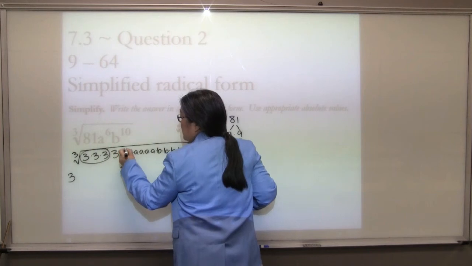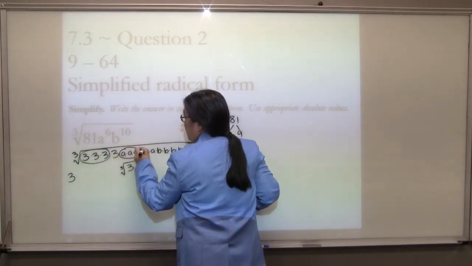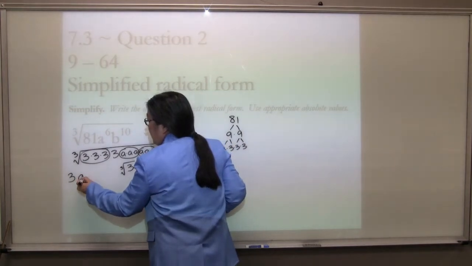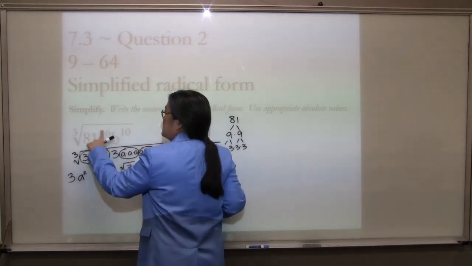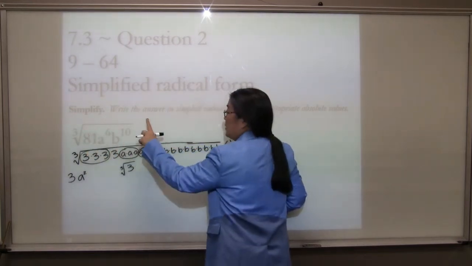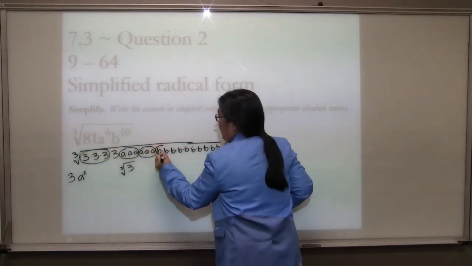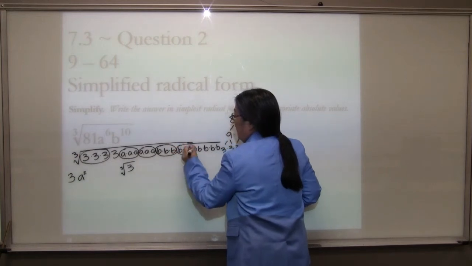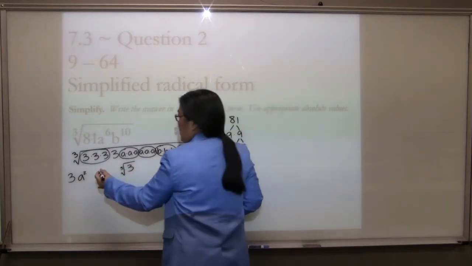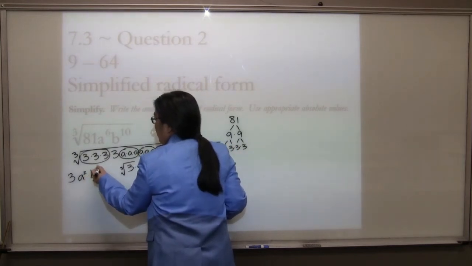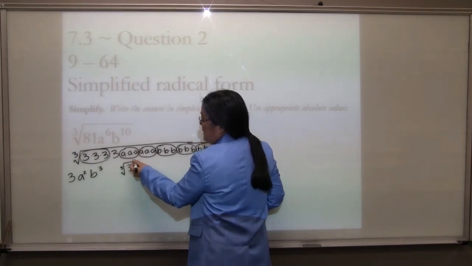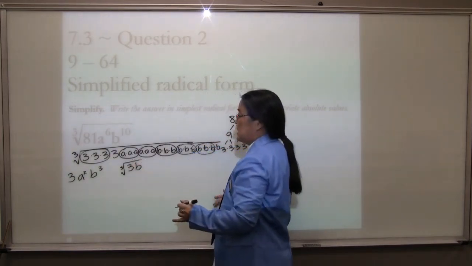I'm again looking for sets of 3. 1 set of 3, 2 sets of 3, nothing left over on the inside, and I have an A squared. Hey, let's check. 6 divided by 3 is 2. Math works. Now, I'm looking for, again, sets of 3's. I have 1 set of 3, 2 sets of 3, 3 sets of 3, and 1 left over. So I'm going to have 3 sets of B's on the outside and 1 left over. Oh no, I need to extend this vinculum out so it stays on the inside.